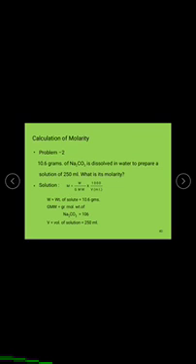Calculation of the molarity, problem number 2. 10.6 grams of sodium carbonate is dissolved in water to prepare 250 ml of solution. What is its molarity? The problem can be solved by using W/GMW × 1000/V in milliliters, where W is the weight of the solute, equal to 10.6 grams, the gram molecular weight of sodium carbonate is 106, and V is the volume of the solution, that is 250 ml.